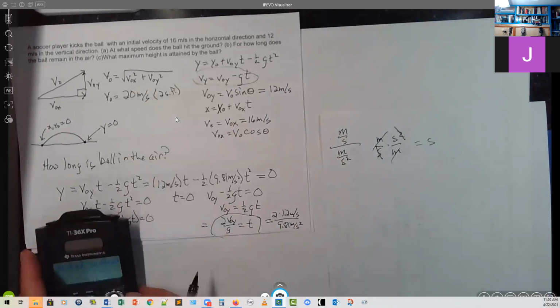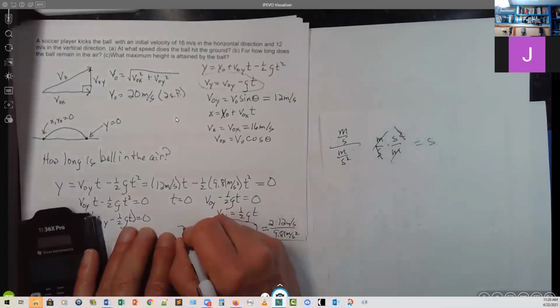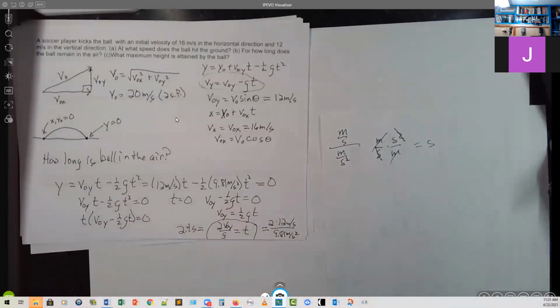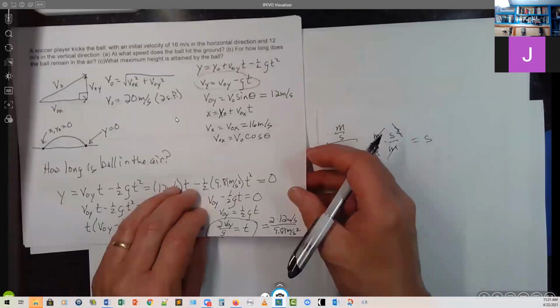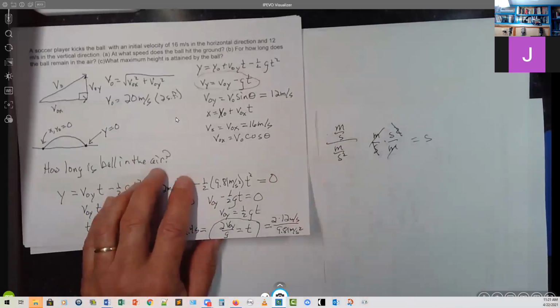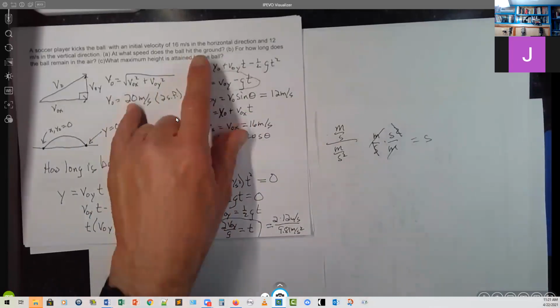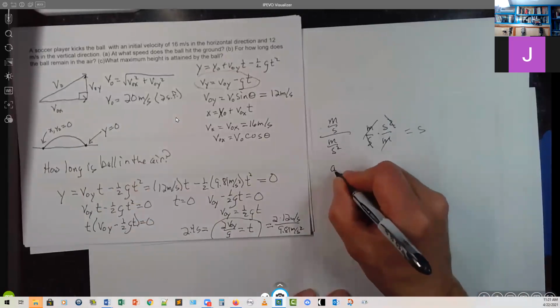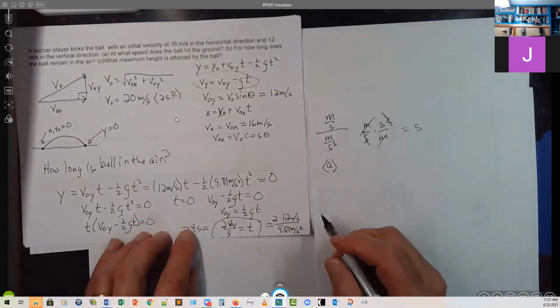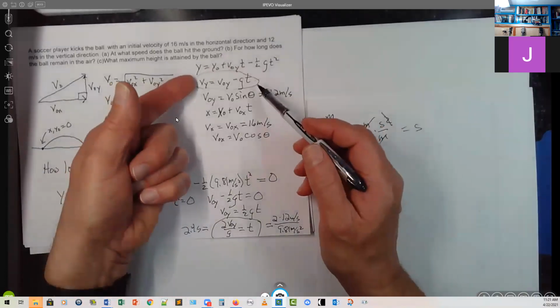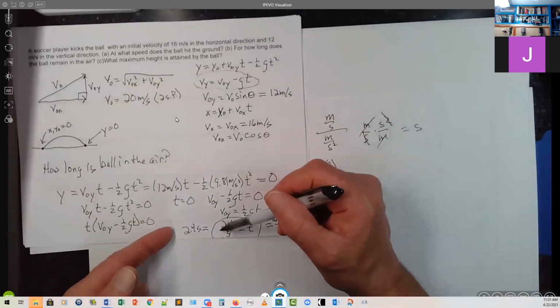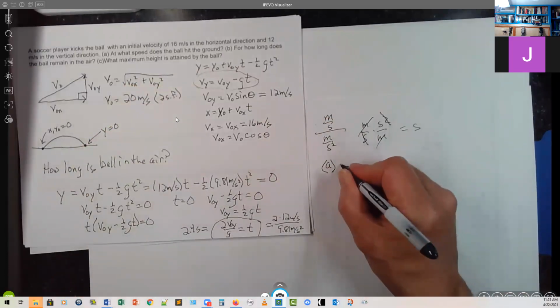There we go. I get about 2.4 seconds for the time of flight of this soccer ball. All right, well, that's just how long it's in the air. What was the question? Oh, at what speed does it hit the ground? Okay, so for part A, which I'm still working on, I know how long it's in the air. I can use my v sub y equation to figure out how fast it's going when it hits the ground now, or its y velocity.